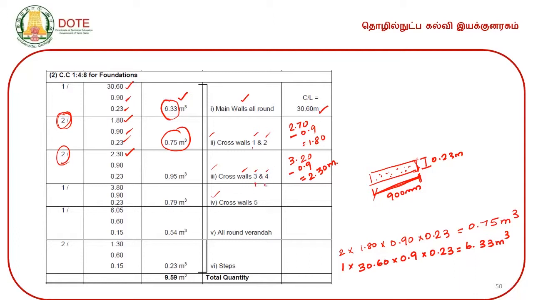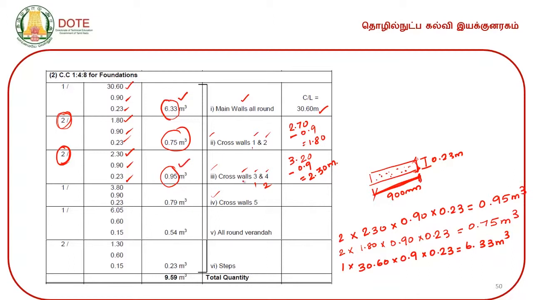Then what is the answer? 2.30 meter. Here we are putting 2, because cross wall 3 is one number and cross wall 4 is the second number, so the total numbers are 2. Then breadth 0.9 meter, depth 0.23 meter. Then 2 into 2.30 into 0.90 into 0.23. What is the answer? 0.95 m cube.